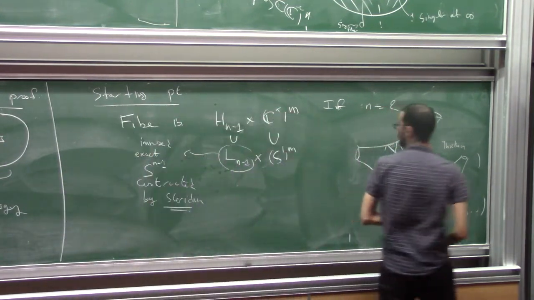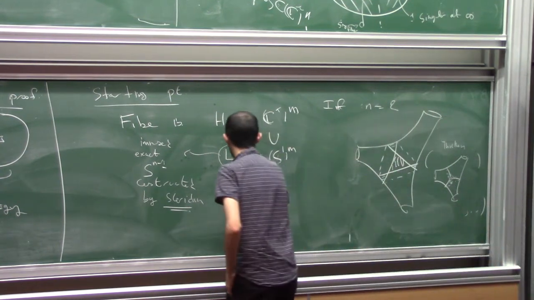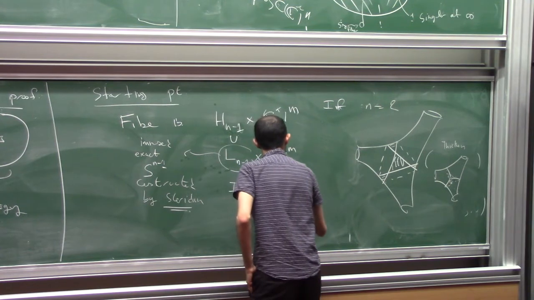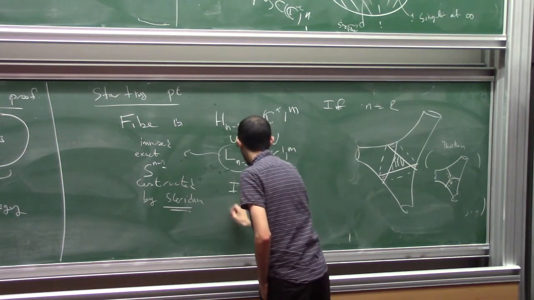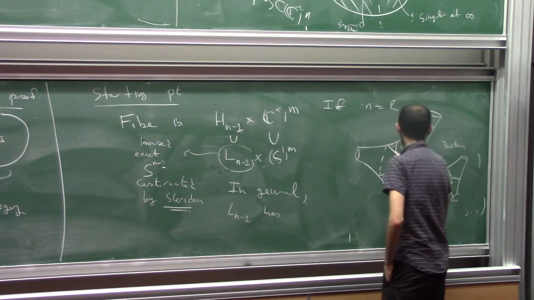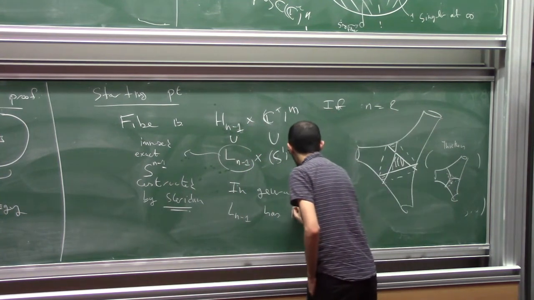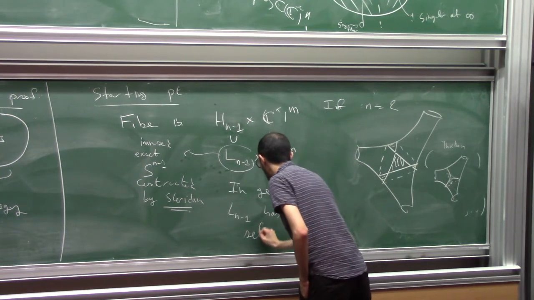But this is the starting point in the fiber. And in general, instead of being... L_{n-1} has, okay, 1, 2, 3, that's n plus n plus 1 self-intersections.